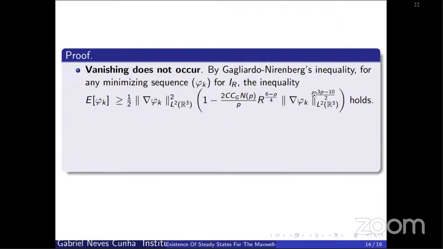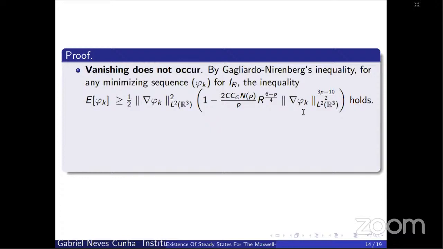Notice that for p between 2 and 3, this number is negative. Considering the norm of the Sobolev space, in order to treat boundedness, we only have to take into consideration the norm of the gradient, because the other part is already on the restriction, is already bounded. So for p between 2 and 3, this number is negative.